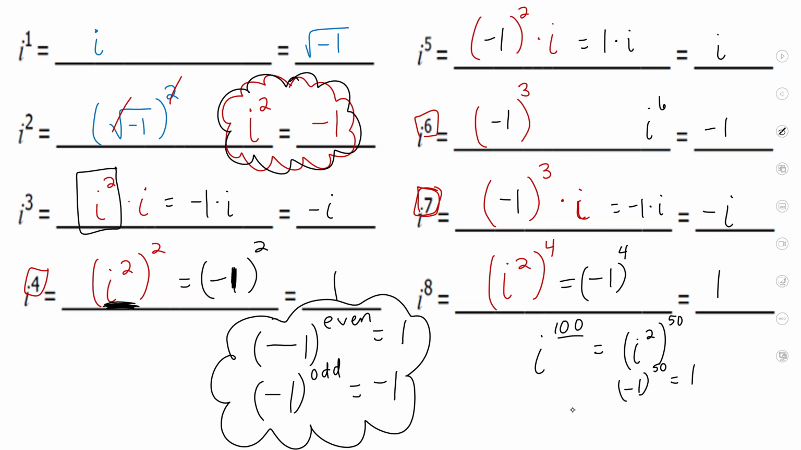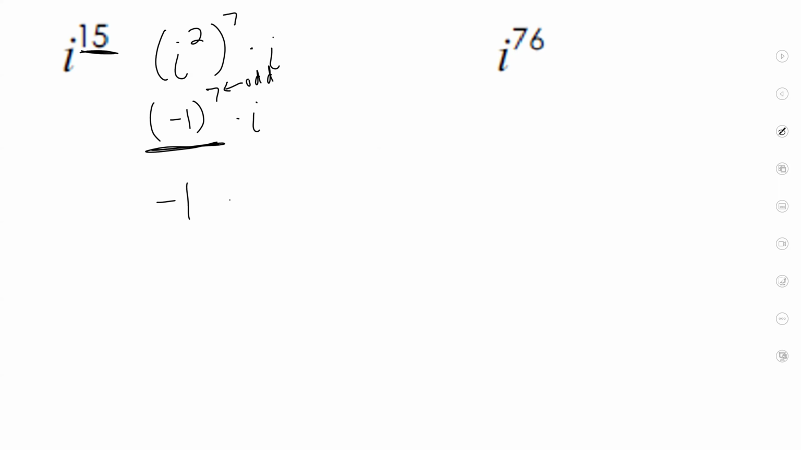So let's do another example. I have i to the 15th. This will be i squared. You always start with i squared. Can I get close to 15? What do I put? 7. 2 times 7 is 14. I just need another i to make it 15. Okay, well, this is negative 1 to the power of 7. 7 is odd. Since this is odd, what will this become? Negative 1 times i is just negative i. So that's your answer.